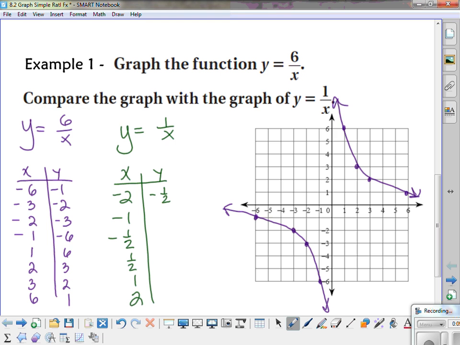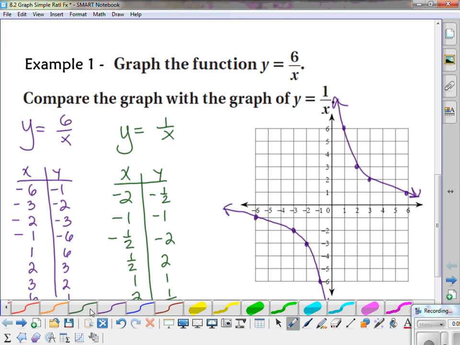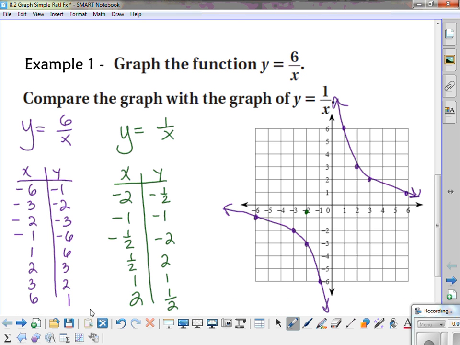So if I do 1 divided by -2, I just get -1/2, right? And 1 divided by -1, I get -1. If I do 1 divided by -1/2, that actually comes out to -2, because you have to flip over the bottom, right? And then divided by 1/2, I get +2. Divided by 1, I get 1. And then divided by 2, I get 1/2. So if I plot those points, -2, -1/2, -1, -1.